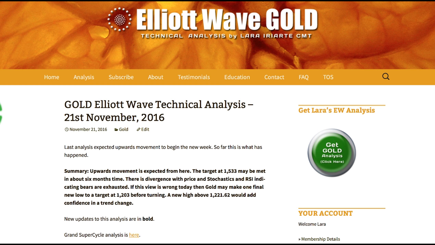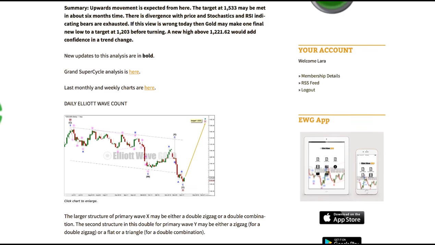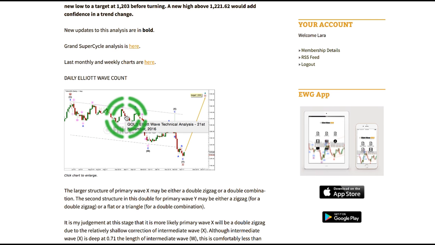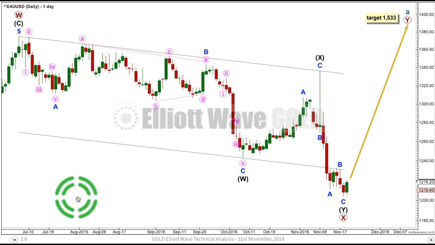If I'm wrong, we could see one more low before gold finally turns, and the target, if we do see a new low, is just 1203. Let's have a look. A new high above 1221.62 would add confidence in a trend change. We'll see why when we get to hourly charts.